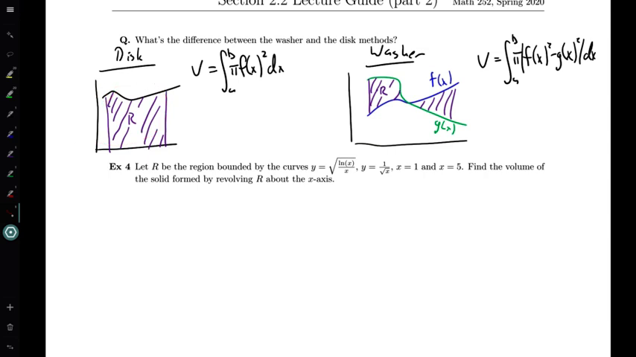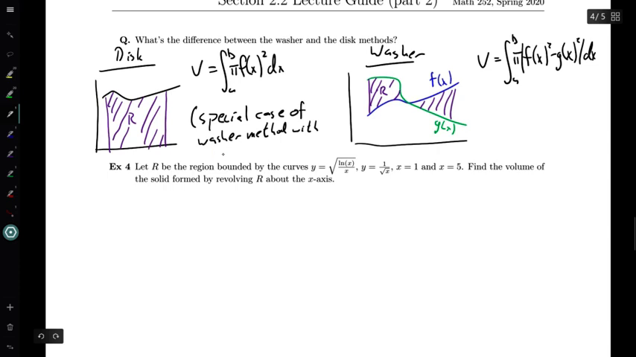And in fact, that's exactly the difference between these two, is the disk method is a special case of the washer method where we have the function g of x being 0. So this is a special case of the washer method. And that special case has g of x equal to 0.